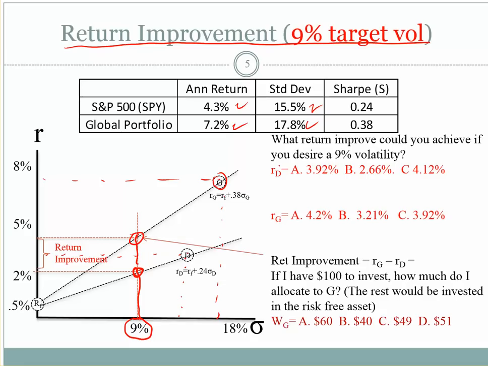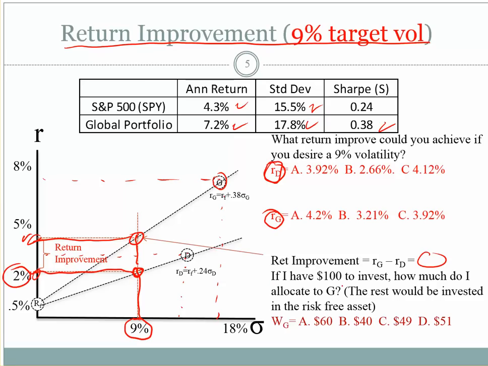So the first problem asks you to solve for this value here. Again, you can refer to your Angel quiz to get the answer. Using the equation of the line, you should be able to use the Sharpe ratio of the domestic portfolio to tell you what level of return. The second problem asks you to use the equation of a line again, using the Sharpe ratio of the global portfolio to get this value. The return improvement would be the difference between these two.